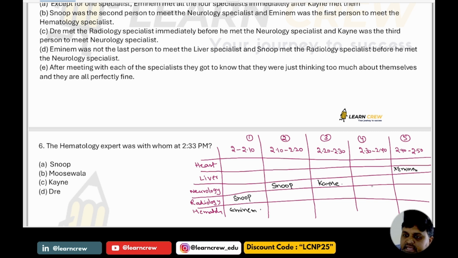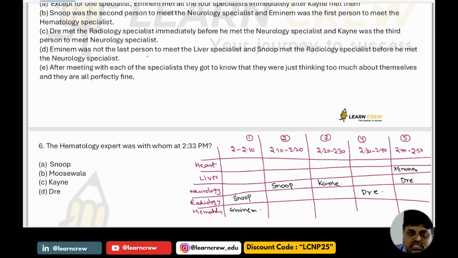So you can say the only spaces that are left. DRE met the radiology immediately before he met the neurology. Two immediate slots are vacant for DRE only here. So here it is DRE and here it is DRE. You can confirm. Now you can say the remaining people are Eminem and Moosewala.